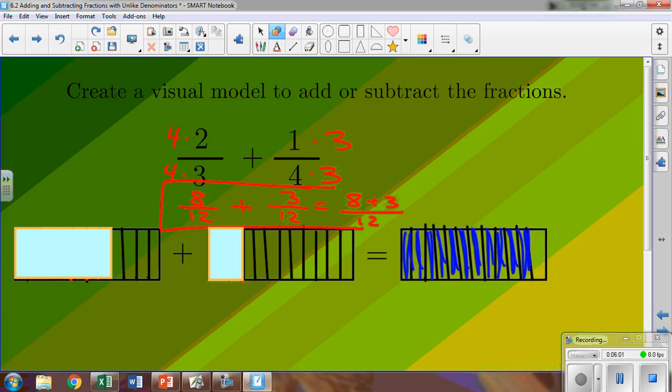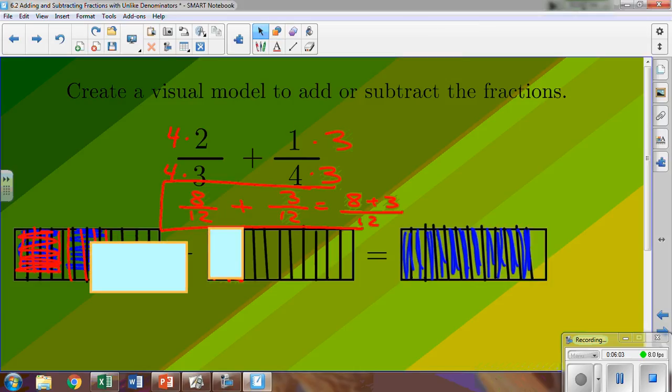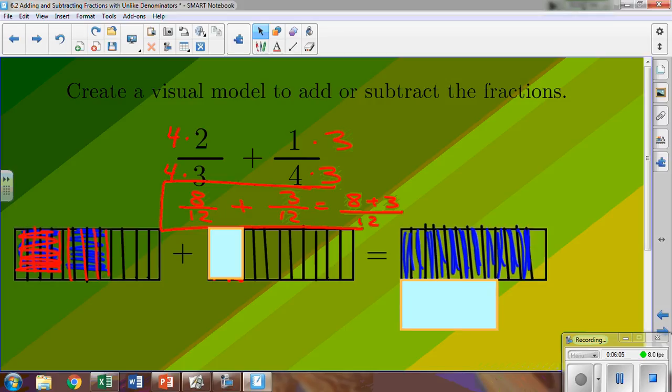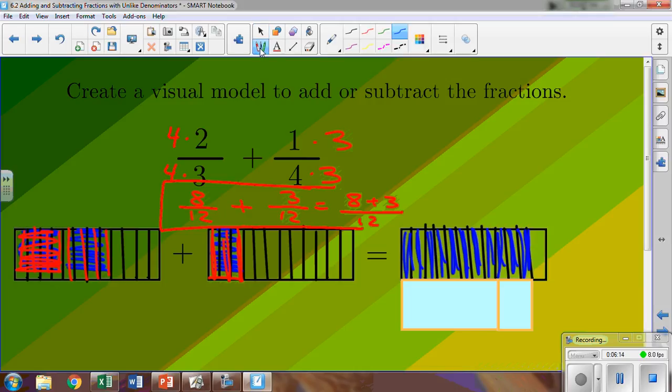We could take these two pieces, and when we add them together, we'd see it's actually matching up to what we have. Finally, 8 plus 3 would give us 11 out of 12.